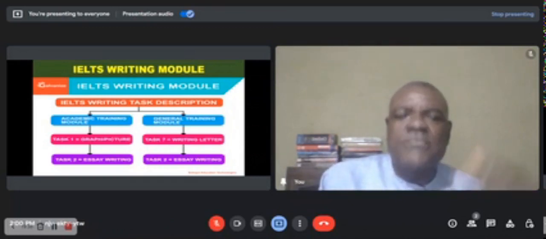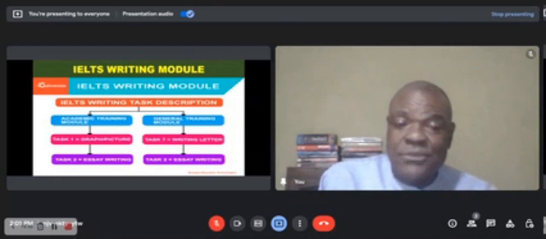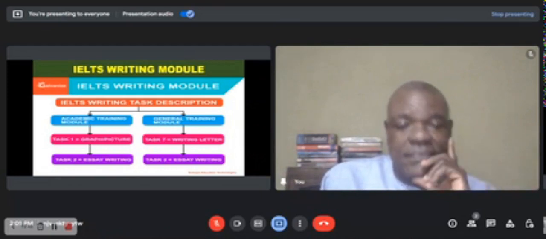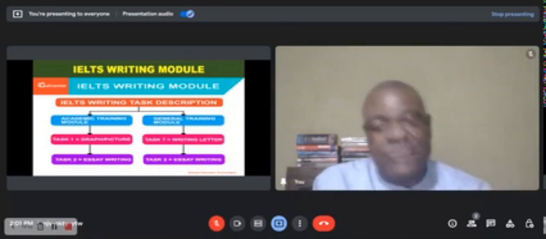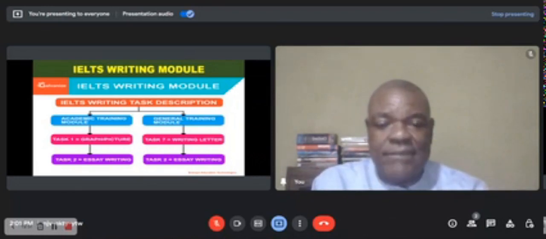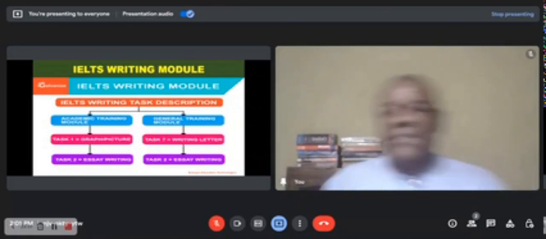that, of course, for academic, in task 1, you discover that you have summary writing, and in task 2, you have essay writing. In task 1, the summary is based on an image such as a chart, a graph, or a diagram. Okay, so that is exactly the way it is.